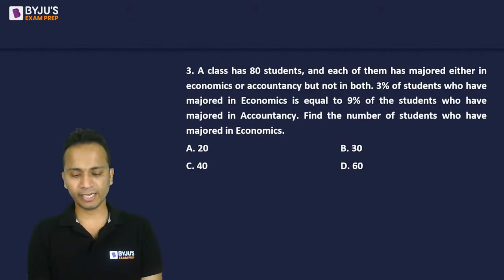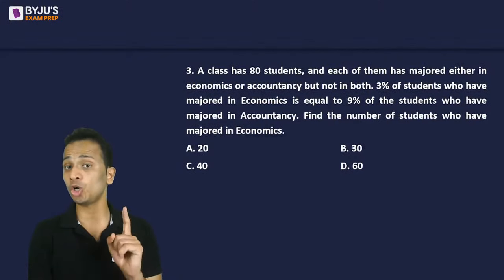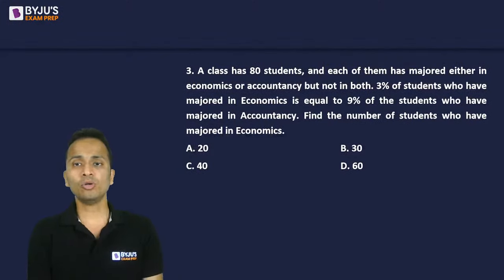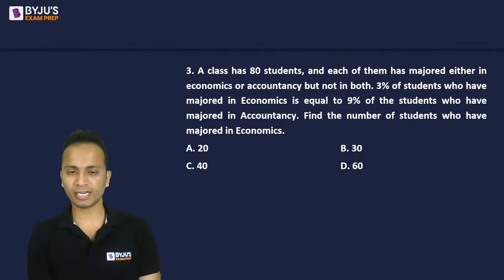A class has 80 students, and each of them has majored either in economics or accountancy, but not both. So 3% of the students who have majored in economics is equal to 9% of the students who have majored in accountancy. Find the number of students who have majored in economics.